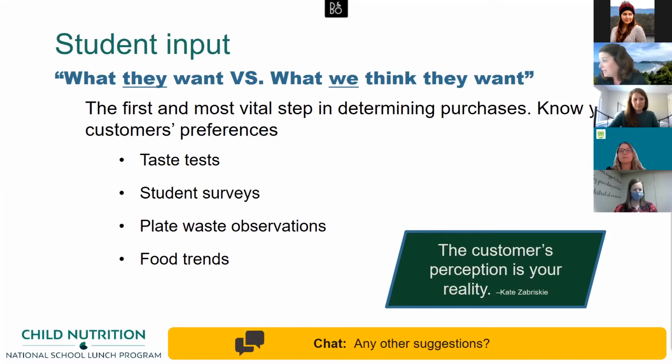Do any of y'all have any grand ideas that you think might be beneficial for somebody out there on their menu when we're looking at student input? Do y'all use any of these methods yourself? Maybe something different? Perception. Student dining committee.